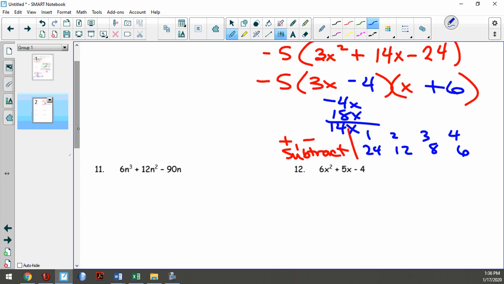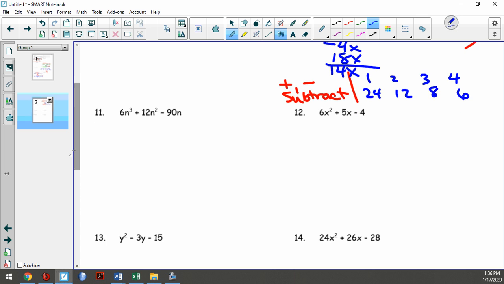What's your GCF? 6 what? 6N. How many people did not pull out the N? Do you understand what you did now? So if we pull out a 6N, what remains is going to be N squared plus a 2N. And what is 90N divided by 6N? Minus 15.